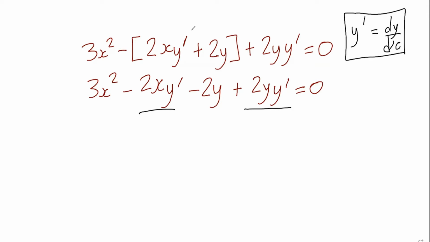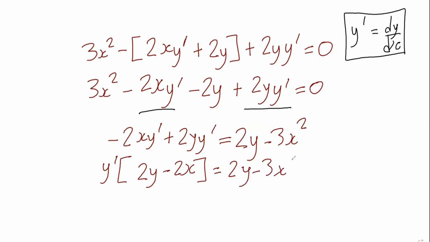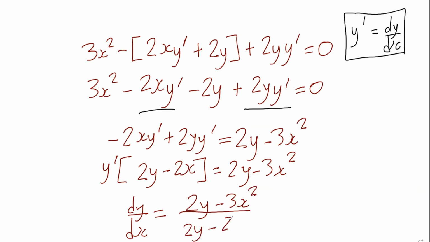So from that now, bring over the 3x squared over here. So we're going to get minus 2x y prime plus 2y times y prime is equal to 2y minus 3x squared. So we can factor out y prime now. Factor out y prime, and we're left with 2y minus 2x equal to 2y minus 3x squared. And so we can divide both sides by 2y minus 2x to get dy by dx is 2y minus 3x squared over 2y minus 2x.